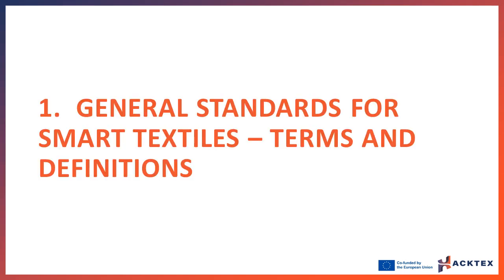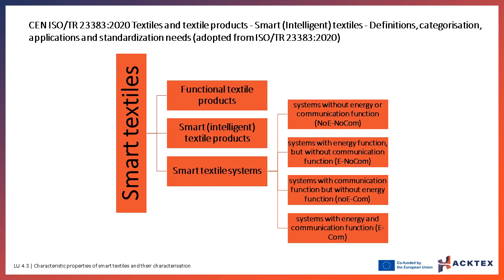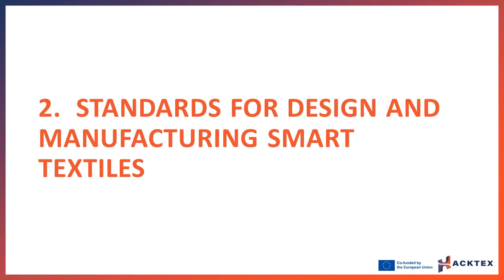Chapter 1. General Standards for Smart Textiles, Terms and Definitions. The need to develop a common language in the field of smart textiles was recognized by the smart textiles community, as it avoids the risk of misunderstandings. For the moment, there are several standards that define the basic notions related to smart textiles, most relevant being ISO TR 23383 that divides the smart textiles into functionalized textiles, smart textile products and smart textile systems, with or without energy and communication functions.